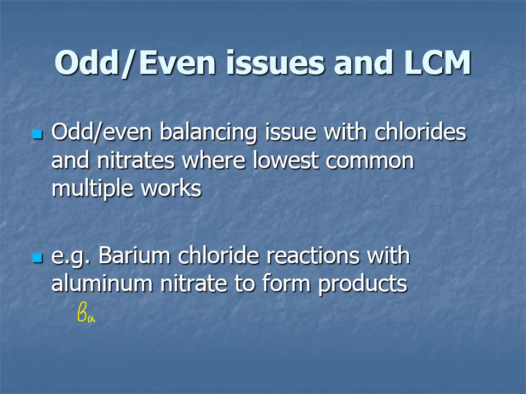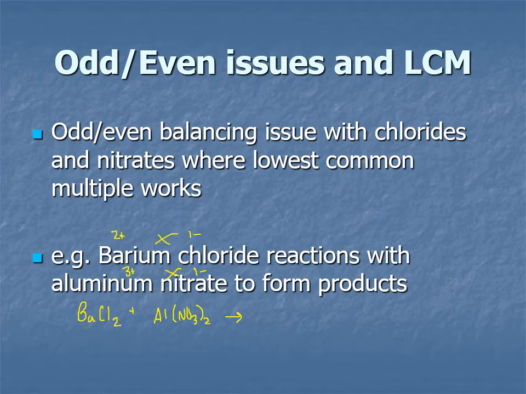So barium chloride looks like that because that's a 2 positive and that's a 1 negative charge. You get a crisscross. It reacts with aluminum nitrate. So Al(NO3)3. Why do I know that? Well, that's a 3 positive, and nitrate is a 1 negative, and I have to crisscross that one as well.